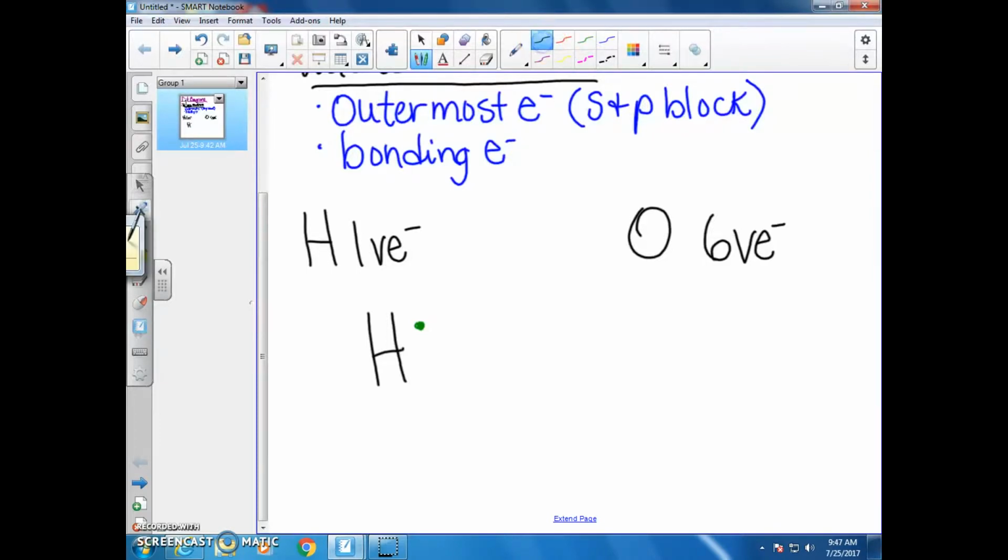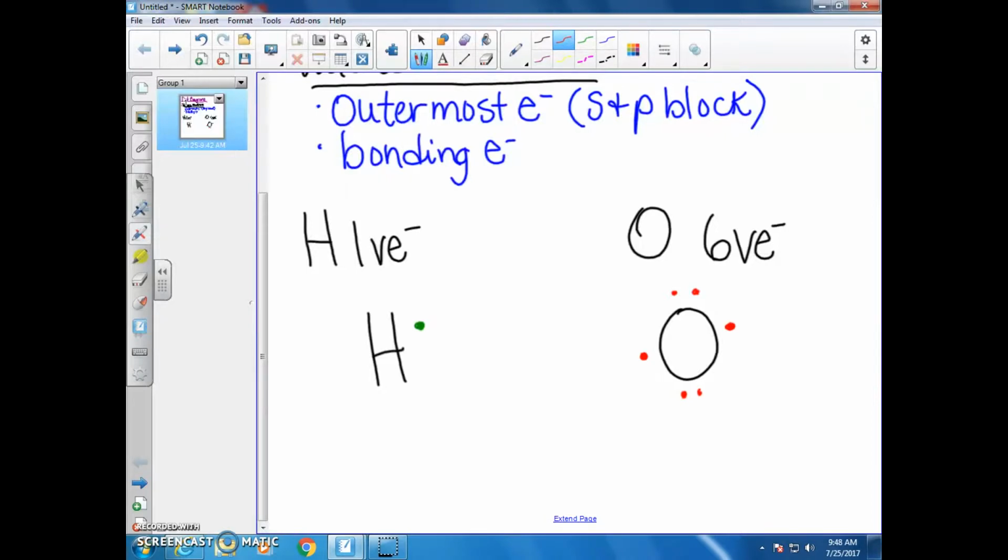For oxygen, we would put O in the center, and now we need to fill 6 valence electrons. So we would put 1, 2, 3, 4, 5, and 6. Now, you could have had the 2 on the top, top and bottom. You could have had the 2 on the right and the left. As long as you have 2 electrons that are by themselves, that's fine.